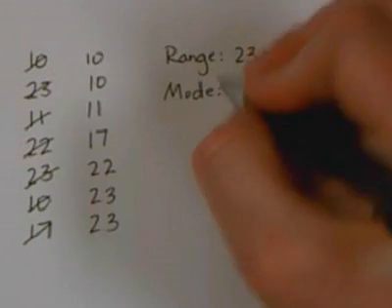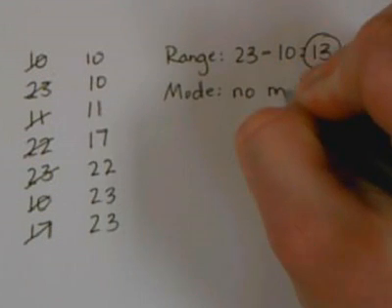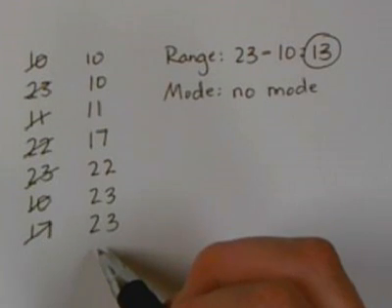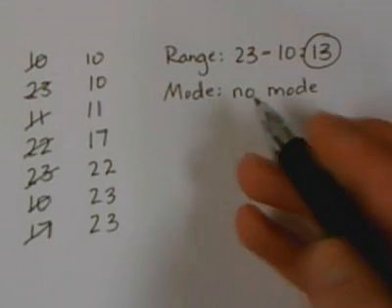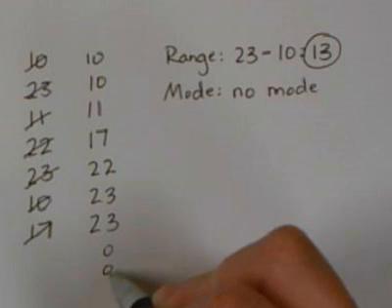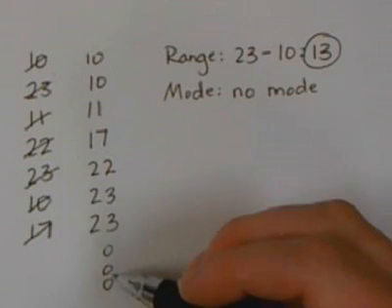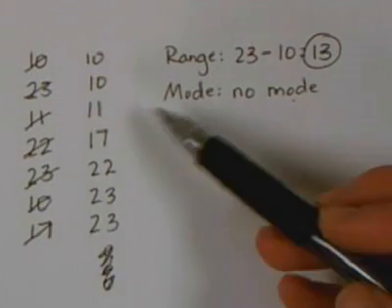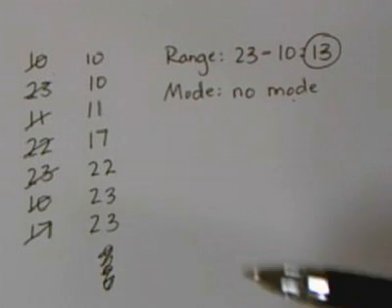So for mode, we're going to put no mode, because there is not a number that's used more than the other numbers. Students need to know never to put 0 unless 0 is listed more than the others. Because if I see that the mode is 0, I'm going to assume that there are zeros added to my set of data, and there aren't. So always put no mode if there's not a number that's used more than the others.